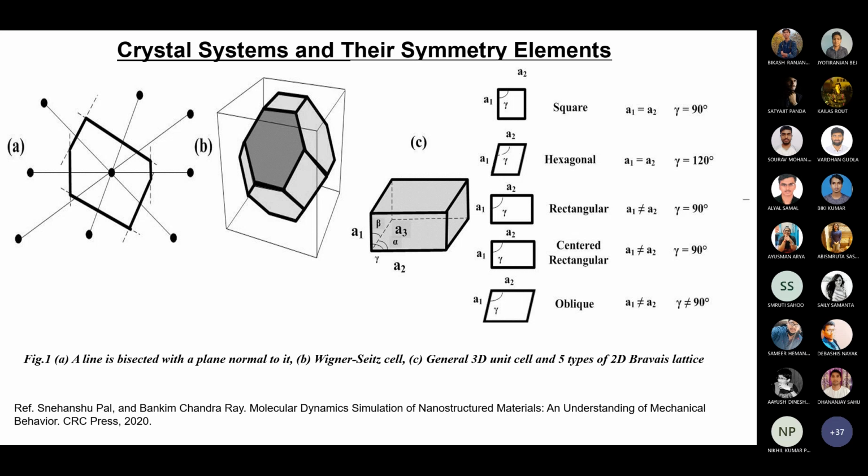So it may be square. What should be the features of the square? A1 equal to A2, and the angle between the two basis vectors should be 90 degrees. Same way you can understand hexagonal, then rectangle, then centered rectangular, then oblique. So these are the 5 types of Bravais lattice. We are just brushing up. So we should keep this in mind as we go along and understand the subject.